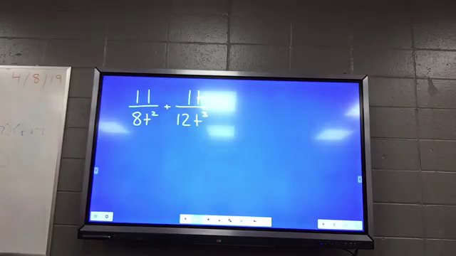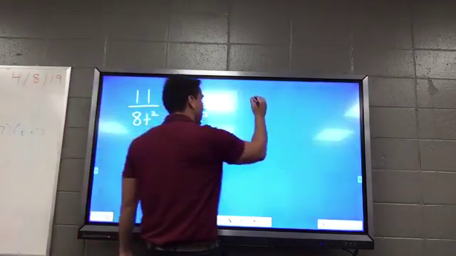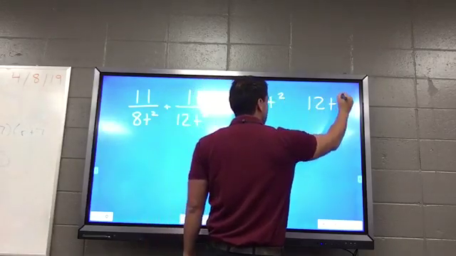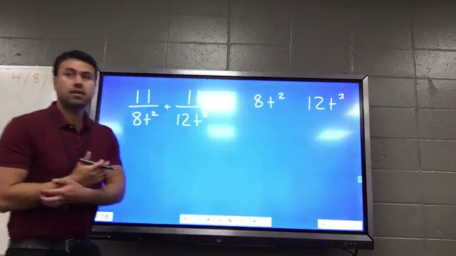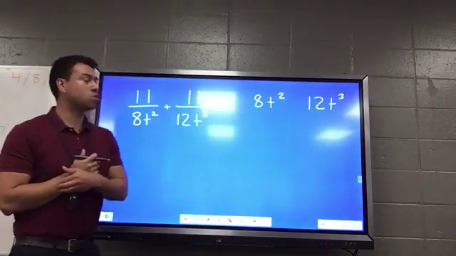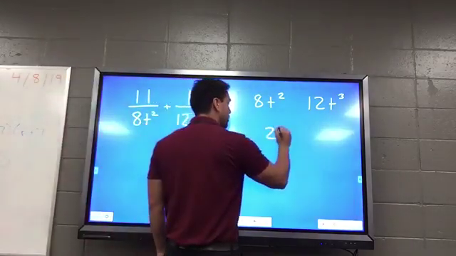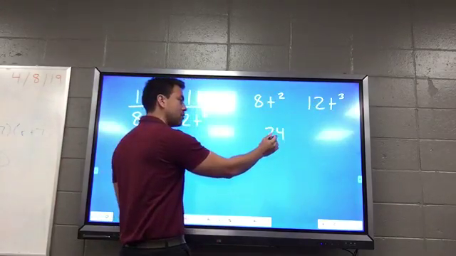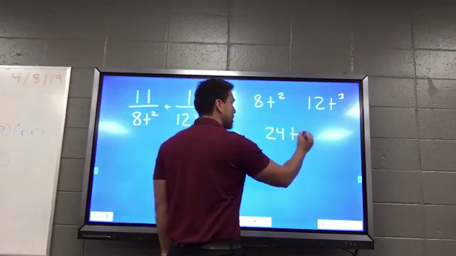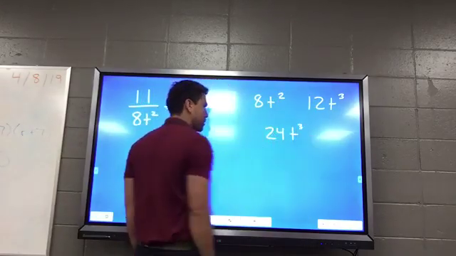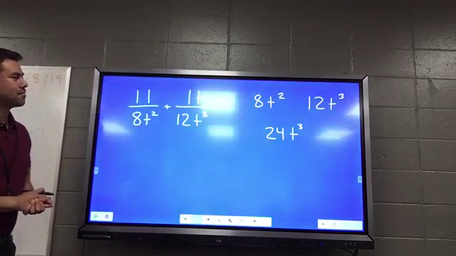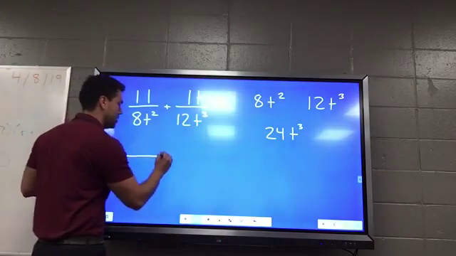Let's see if you can find something in this problem. If not, cool. If you do, great. I'm trying to find the LCM of 8t squared and 12t cubed. So what's the LCM of 8 and 12? 24. The smallest number that fits both of them is 24. And t to the third, t cubed. So that's my common denominator.